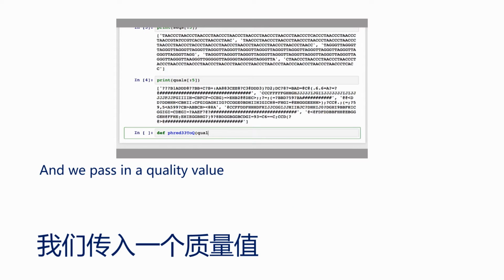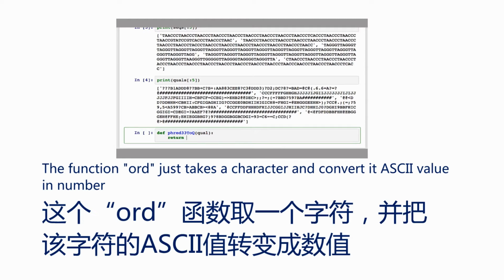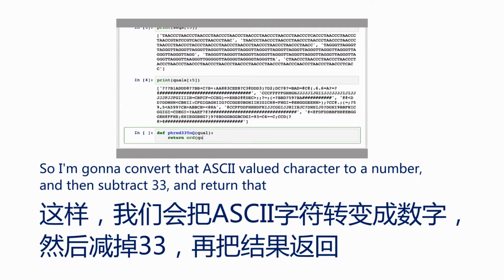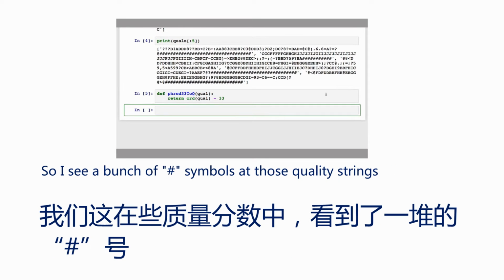And we'll pass in a quality value. The function ord just takes a character and converts it to its ASCII value, an integer number. So I'm going to convert the ASCII value to a number, and then subtract 33, and then return that. So I see a bunch of hash symbols in those quality strings.